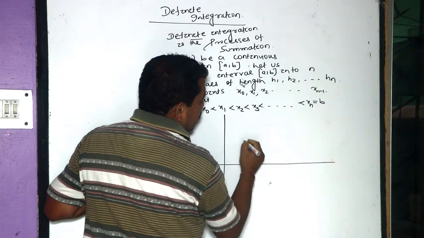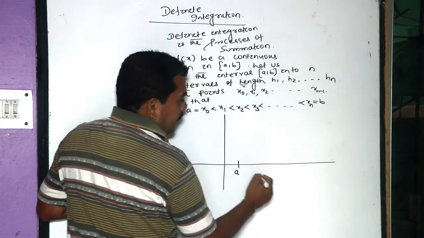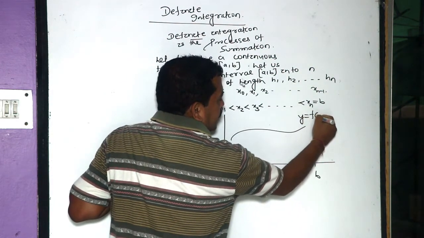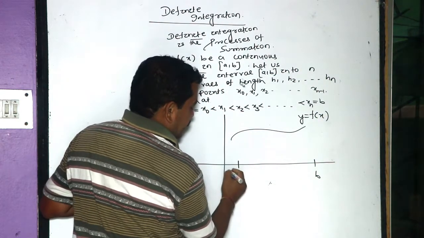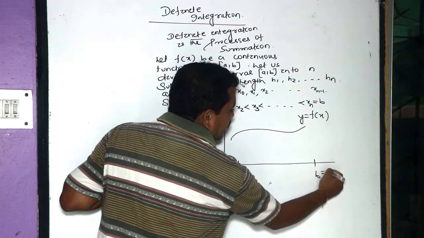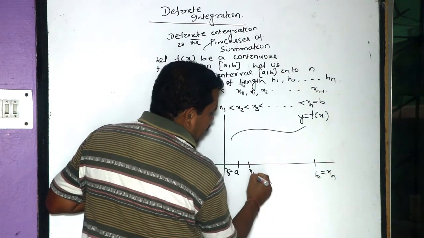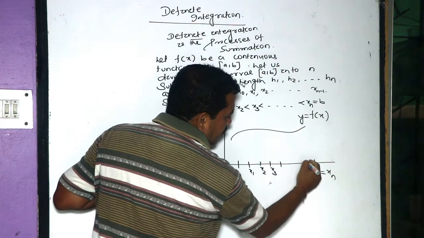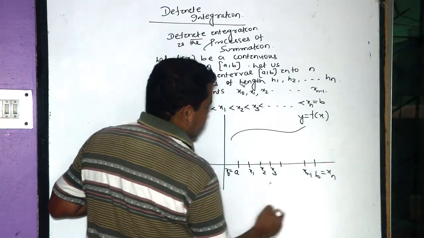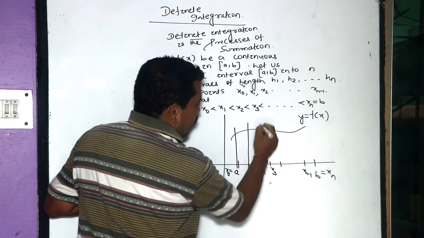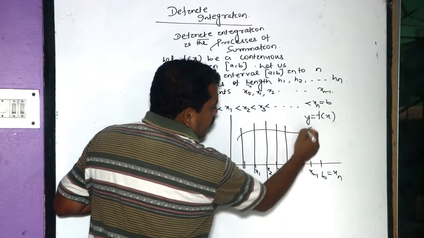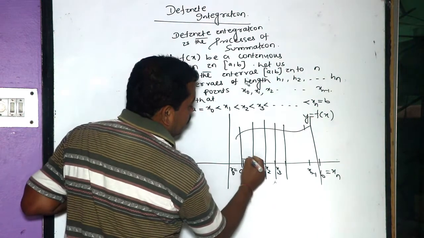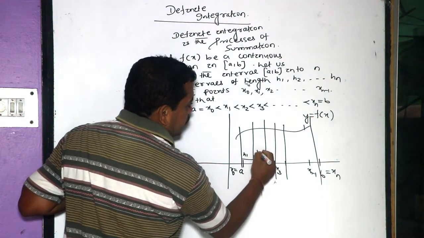Suppose this is the function, this is a and this is b, and this is y equals f(x). We divide this: it is x0 and it is xn, with x1, x2, x3, ..., xn minus 1, xn. We divide this into n subintervals. The length of this interval is h1, this is h2, like that.